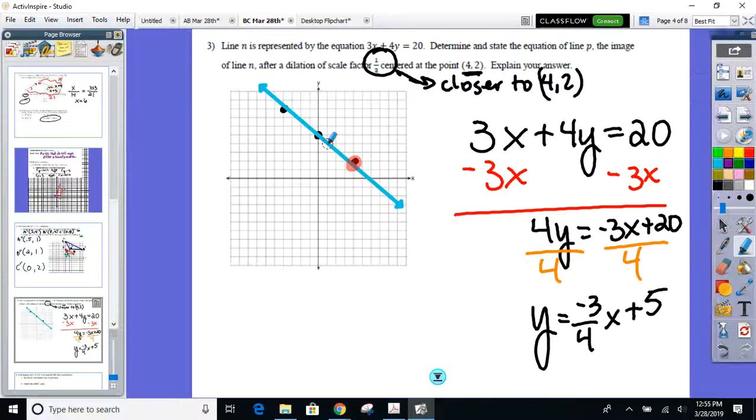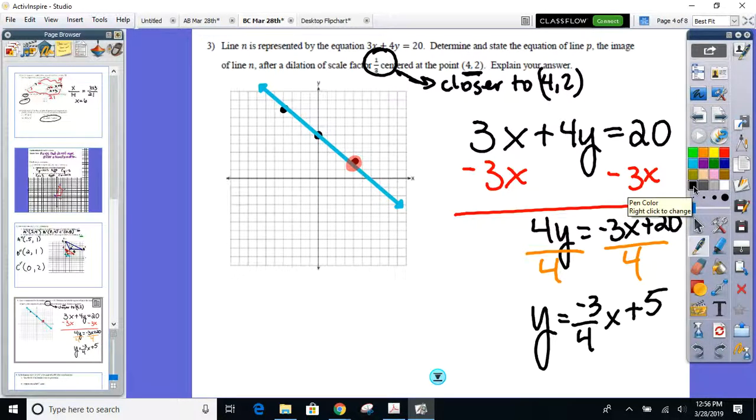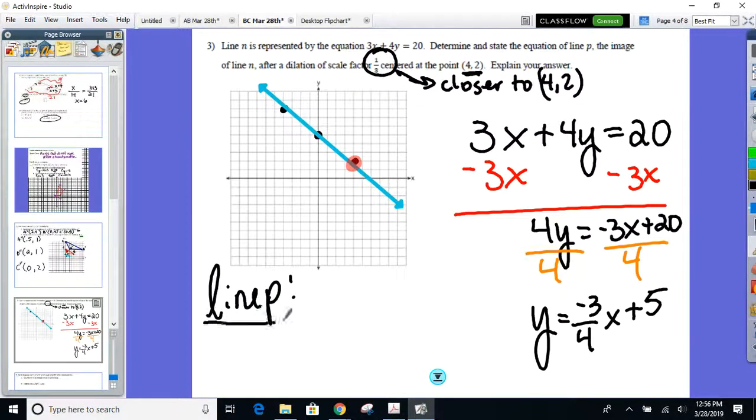This point here, it's going to get closer to 4,2, right? So where's it going to end up? Somewhere on the line. Take this point. It's going to get closer to 4,2, but still end up where? On the line. Every point you test will get closer to 4,2, but it's going to end up where? On the line. So what can you tell me about my new line that we're calling P? Line P. Am I going to graph a new line here? No. What's it going to be? Same one I started with. 3x plus 4y equals 20.